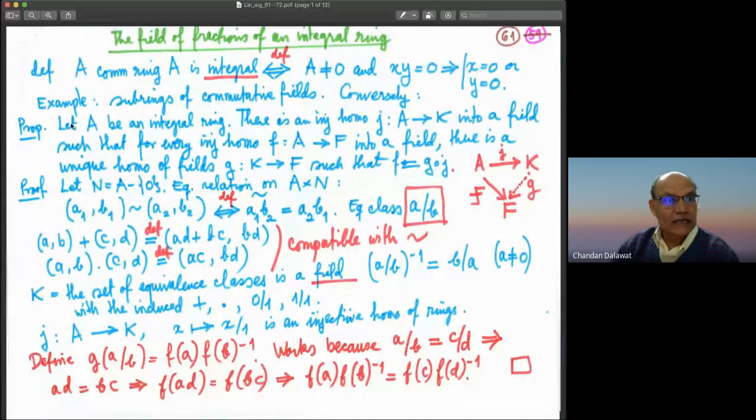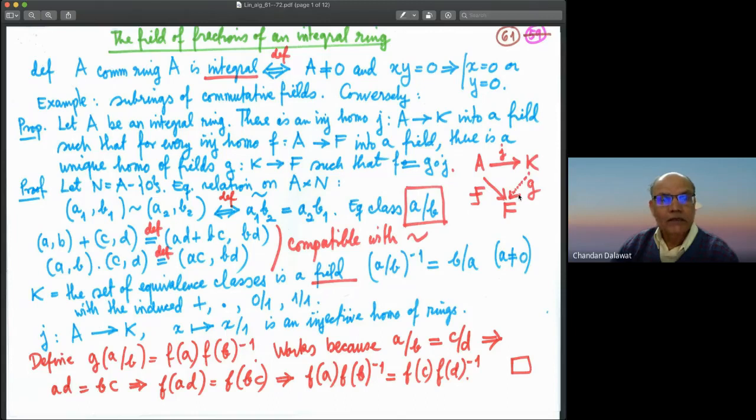It says, if you take any integral ring A, then there is an injective homomorphism J from A to a field K, which has the following universal property. Given any injective homomorphism F from A to some field F, there is a unique homomorphism of fields G from K to F, which makes this triangle commute. So that F is obtained as the composition of J and G.